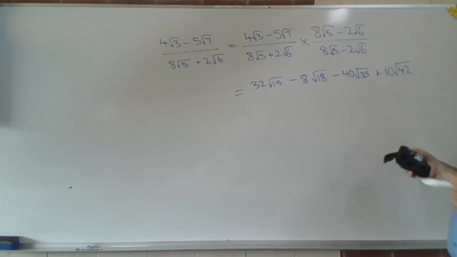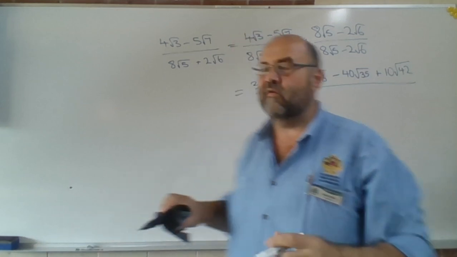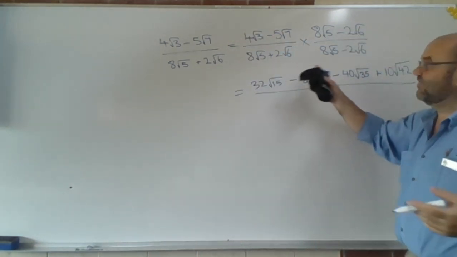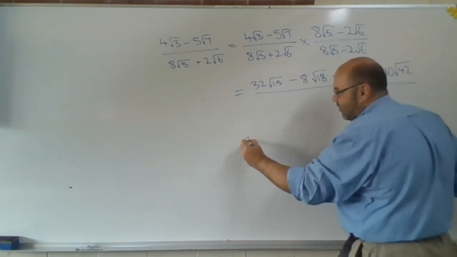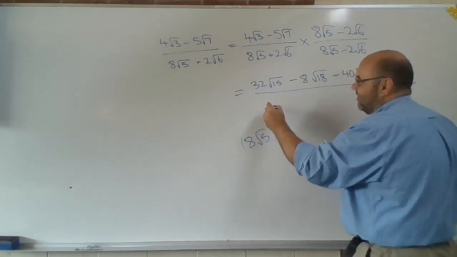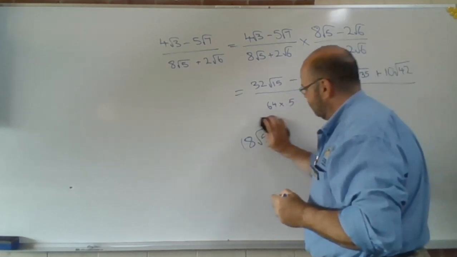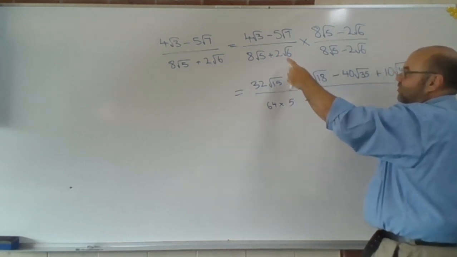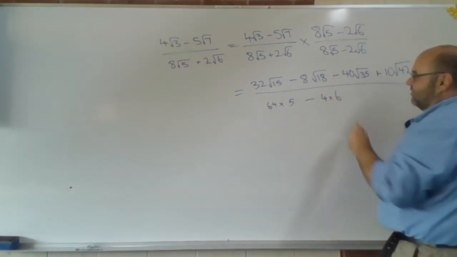Now that's a pretty messy numerator, right? Did we even get it all on camera? Yep, we did, great. Okay, and on the bottom I've got my conjugate pair. So it's going to be the square of this minus the square of that. So what's 8 root 5 squared? Think about that. Well, it's going to be 8 times 8 is 64, times 5, minus 2 root 6 squared, or 2 squared is 4, root 6 squared is 6.